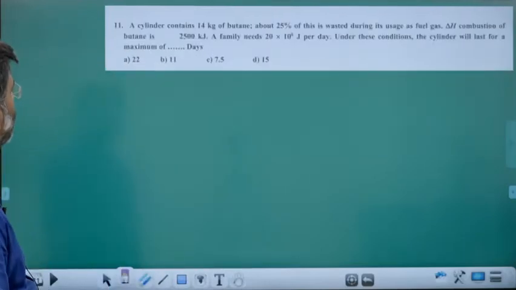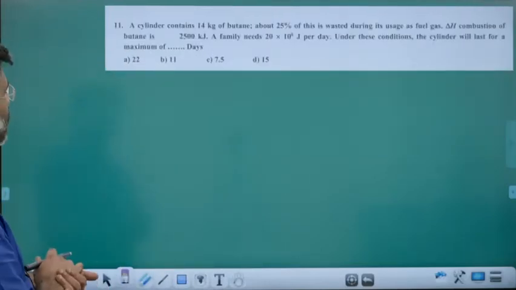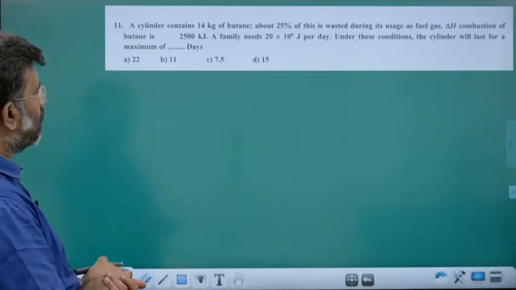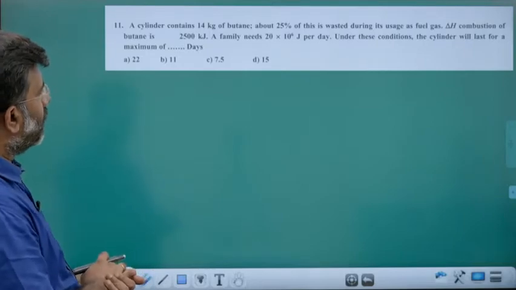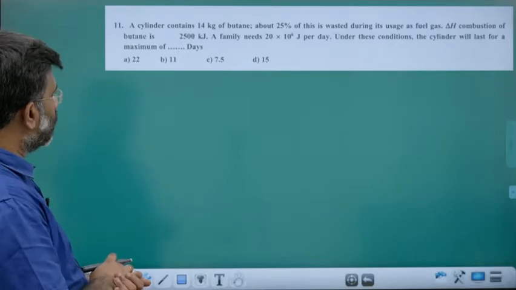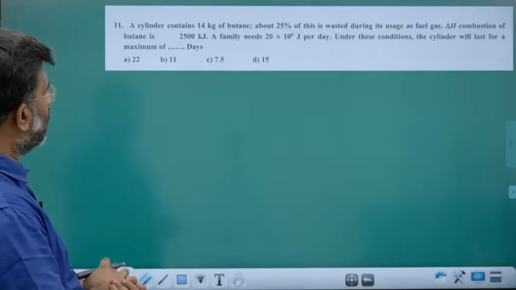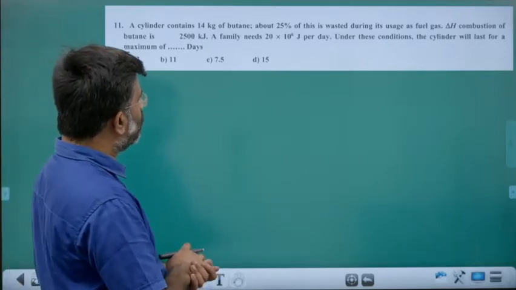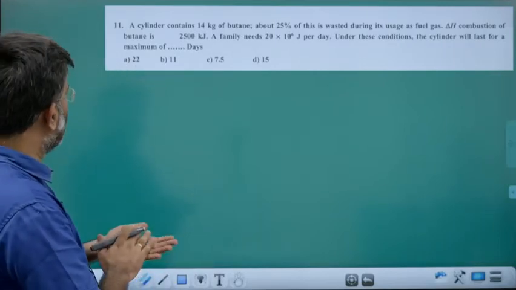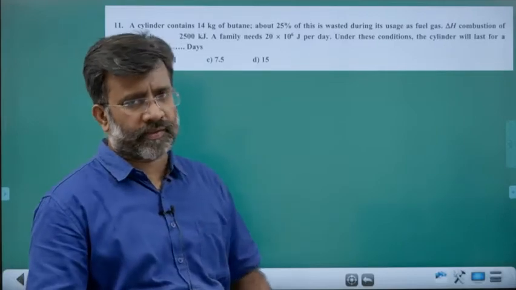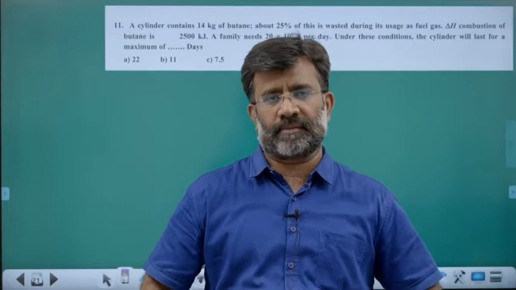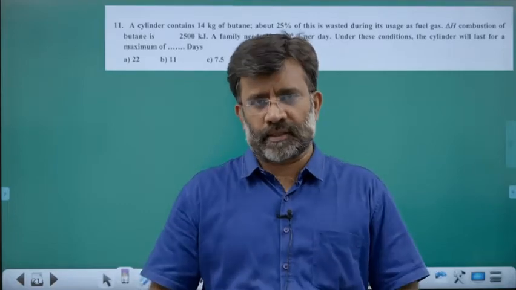A cylinder contains 14 kg of butane. About 25% of this is wasted. Delta H of combustion of butane is given as 2500 kilojoule. A family needs 20 into 10 raised to 6 joule per day. Under these conditions, the cylinder will last for a maximum of how many days? How many days will that family be able to use that fuel, maximum? The maximum, that is the question.